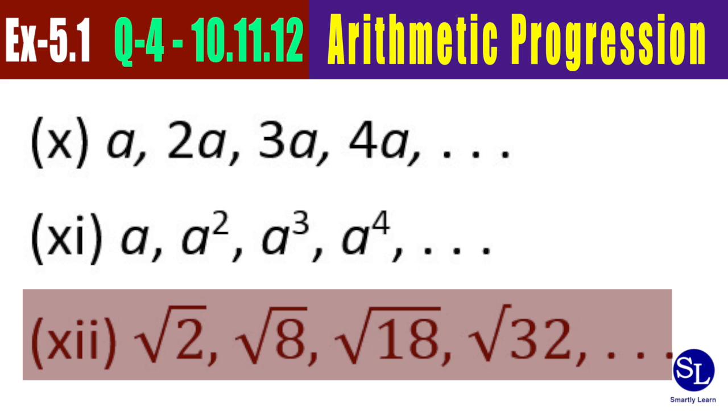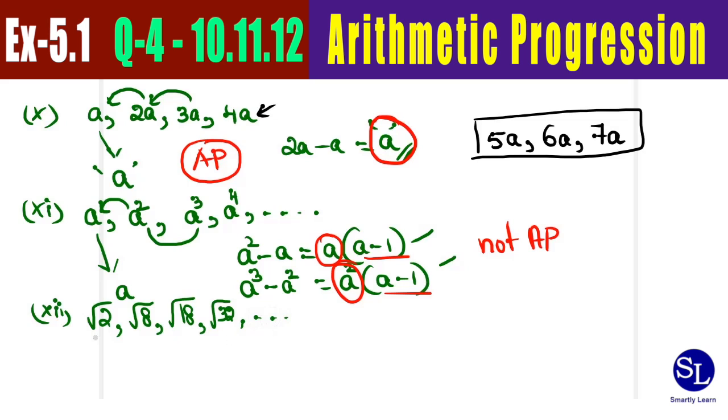Now the 12th one: root 2, root 8, root 18, root 32 and so on. In this case, the first term is root 2, so a is equal to root 2. Before finding the common difference, I'm going to simplify root 8, root 18 and root 32. So I can write the series as root 2, and root 8 can be written as root of 4 into 2. So essentially it is 2 root 2.